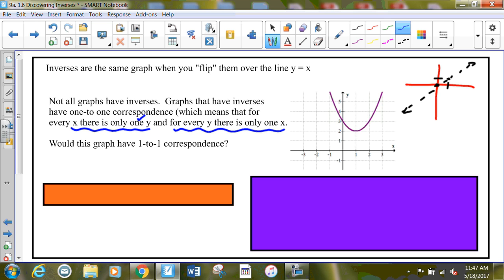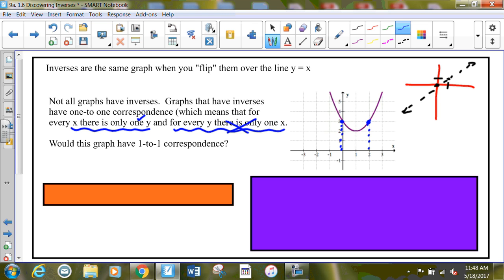For every y, there's only one x, and this one's not going to be true, right? When y is equal to 3, that aligns with two x's. That aligns with the 0 and 2. So this does not exist. That means it doesn't have one-to-one correspondence.